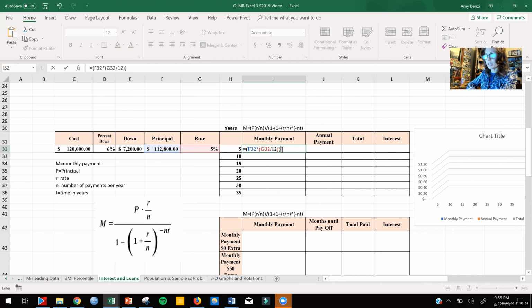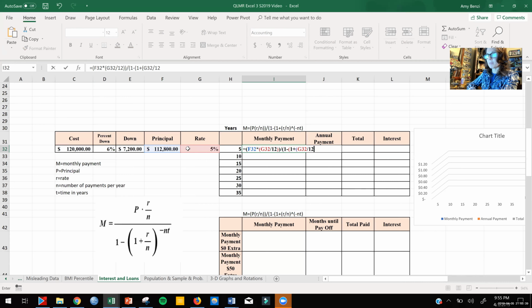So I want you guys to notice how the entire numerator is in parentheses, and then the fraction is in its own little set of parentheses, divided by my denominator. I'm going to put my denominator in parentheses. I have 1 minus, and then I have another little section of my denominator. So I did open parentheses, 1 plus, open parentheses, because I'm dealing with a fraction, my rate divided by, again, how many payments am I going to make?